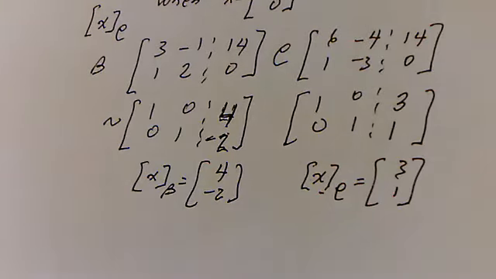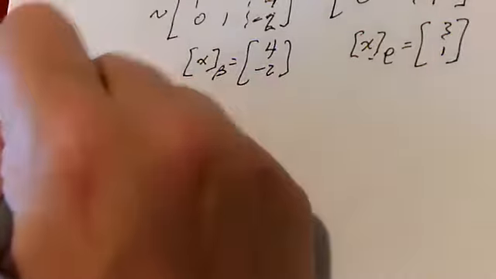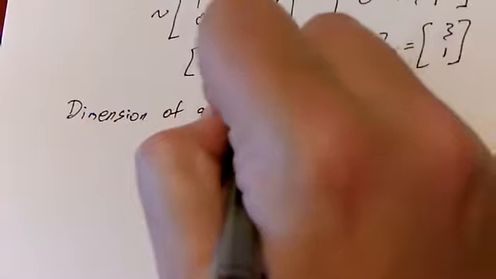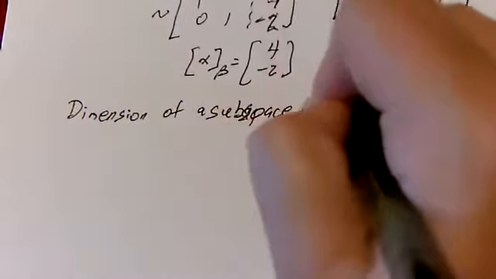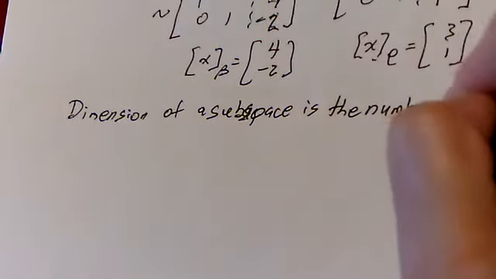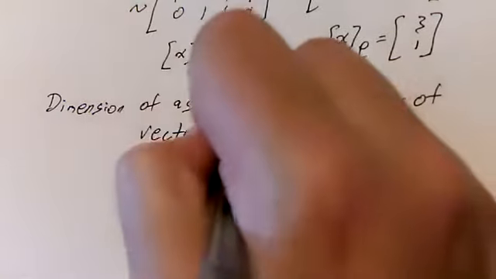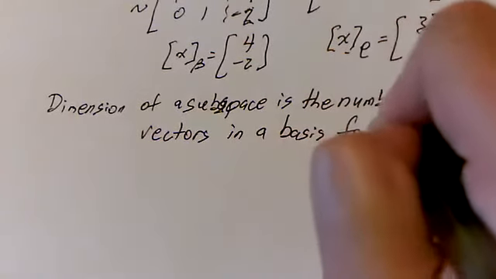Okay, now the section was called dimension and rank, so we need to talk about dimension and rank. We've talked a lot about bases at this point. Okay? So the dimension of a subspace, can't spell, sorry, is the number of vectors in a basis for the subspace.